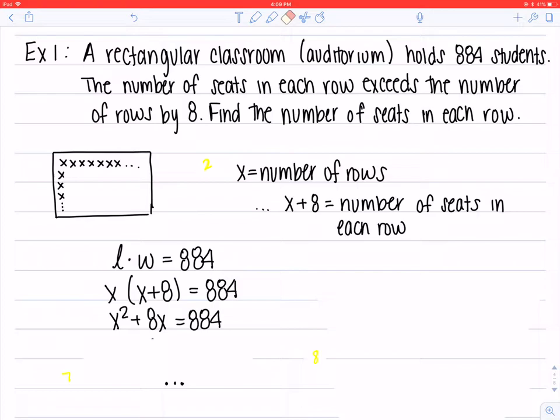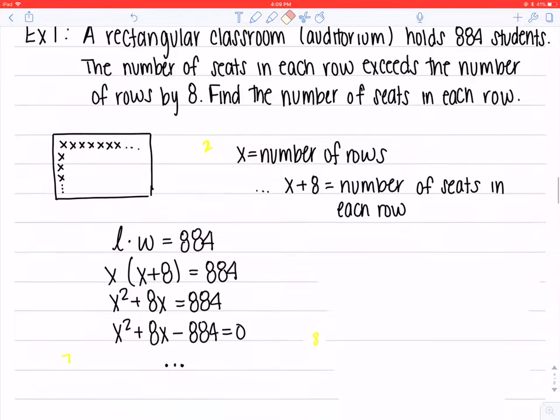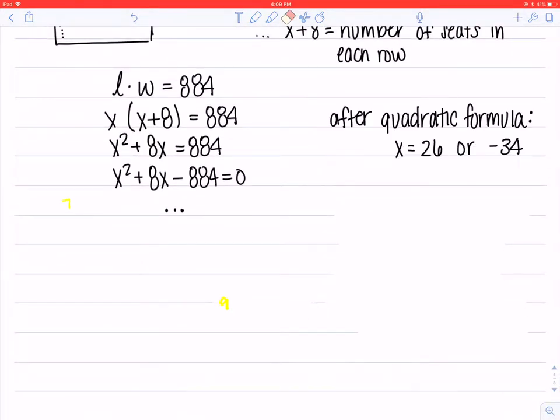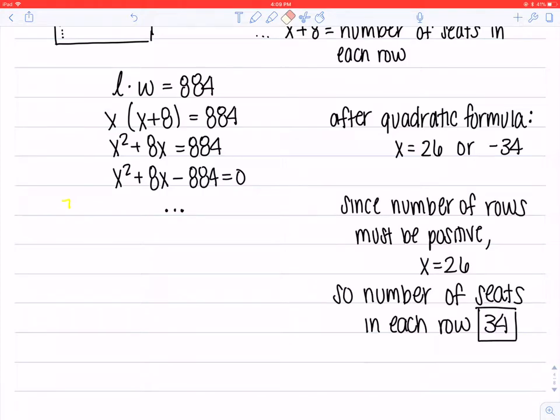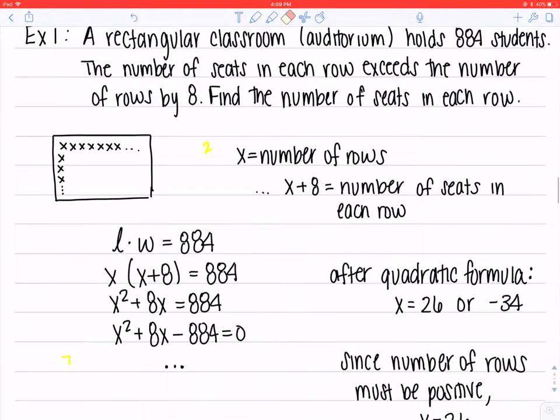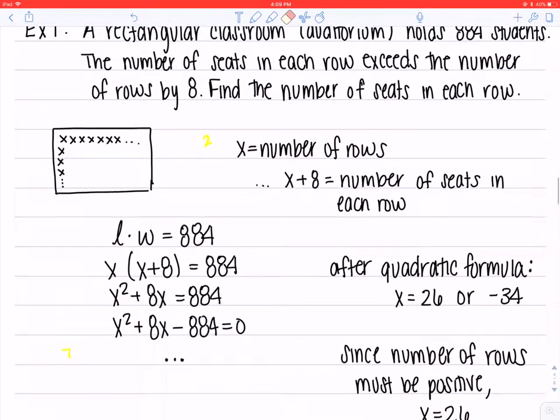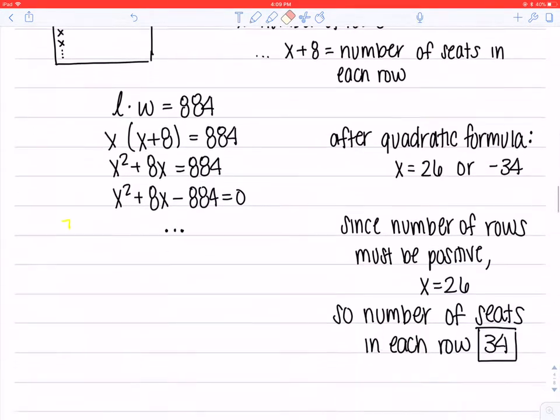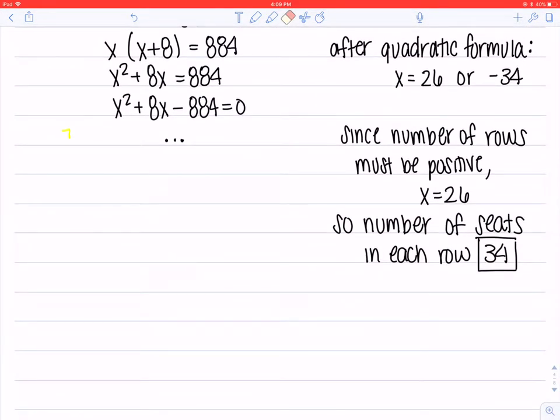And now from here, I'm going to slide everything over and solve using the quadratic formula. I did not actually solve it, I just went through and gave you the answer. So once you do the quadratic formula, you find the discriminant and all that, you're going to get out 26 and negative 34. Because I cannot have negative seats in the row, I'm going to throw out negative 34, which means x, the number of rows, is 26. However, if you look back, the question asked me to find the number of seats. And it said that the number of seats is 8 more than the rows, so my final answer will be 34.